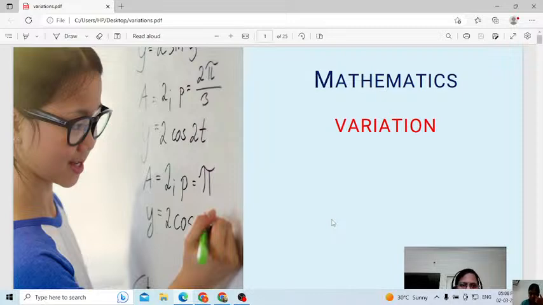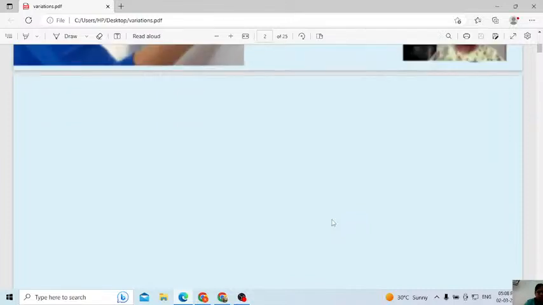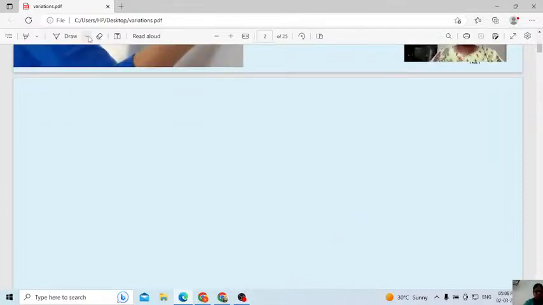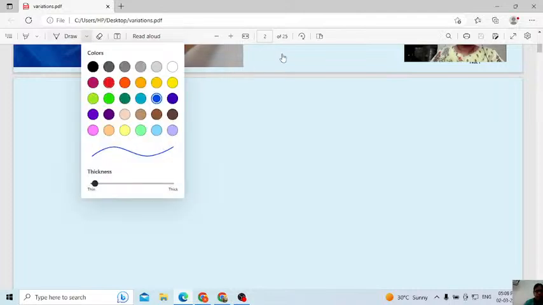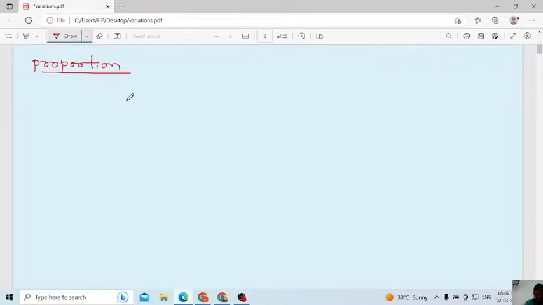Today's topic in mathematics is variation. Then let us discuss what is meant by variation. Variation is nothing but proportion. Both are the same. Don't get confused between variation and proportion. Okay. Then in the types of proportion we have two types.